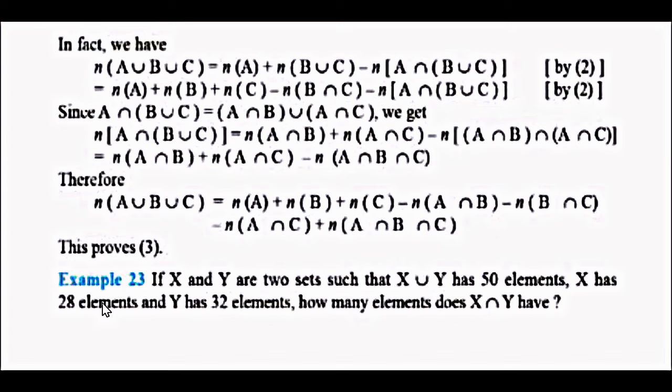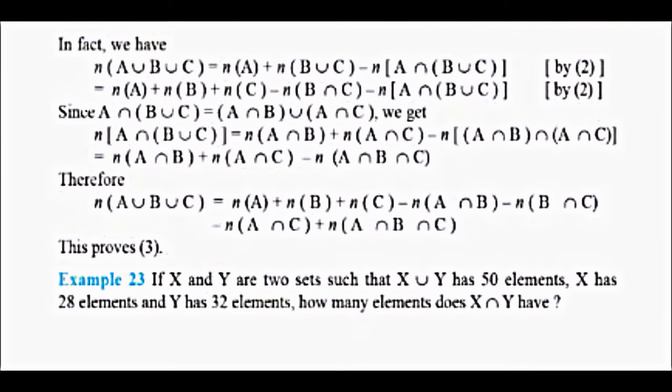We'll straight away go to the question. The question is: X and Y are two sets such that X union Y has 50 elements, X has 28 elements, and Y has 32 elements. So how many elements does X intersection Y have?